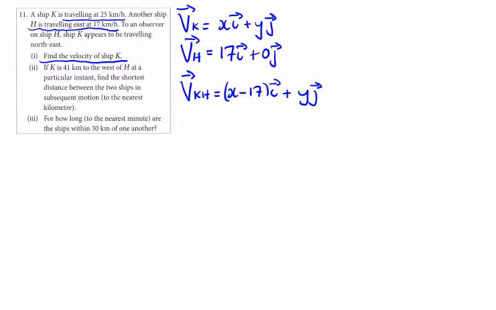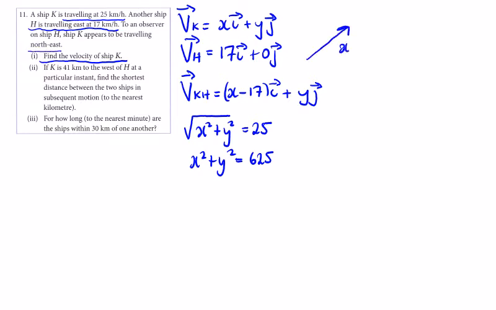And we have the speed of K being 25, so you can say the square root of x squared plus y squared is equal to 25. We can say x squared plus y squared is equal to 25 squared, which is 625. And the direction that it appears to be traveling in is northeast, so x minus 17 is equal to y.